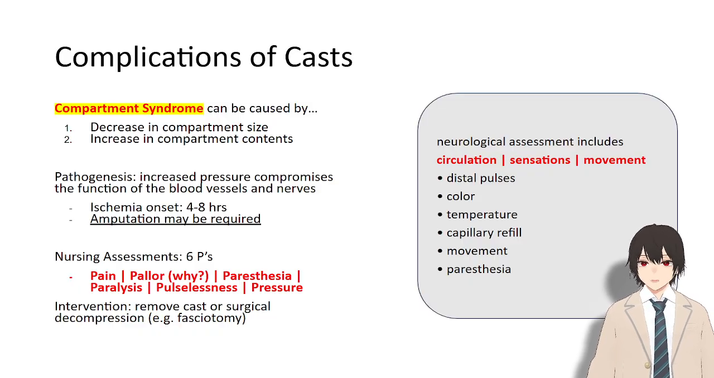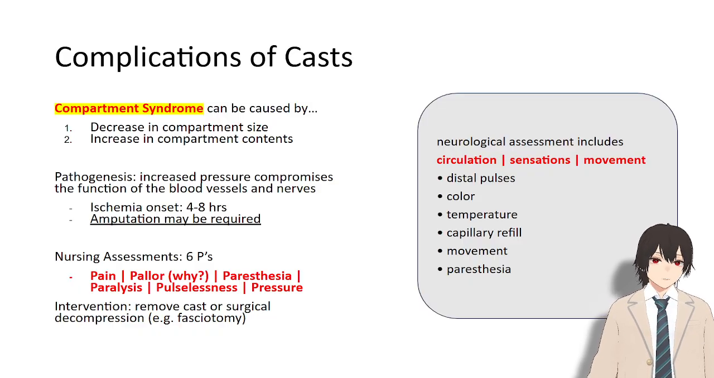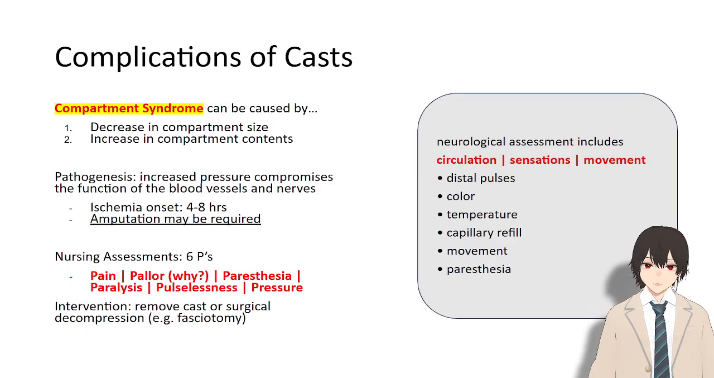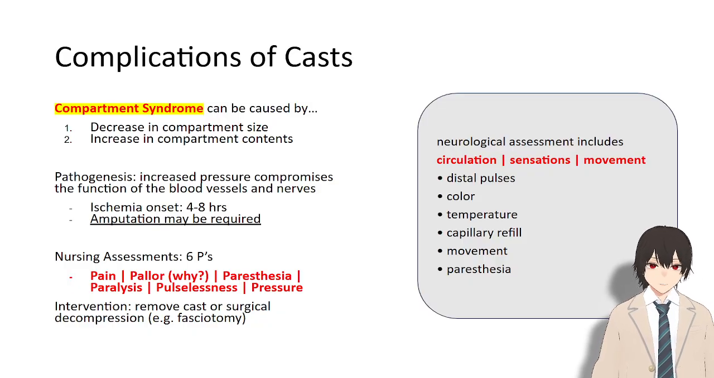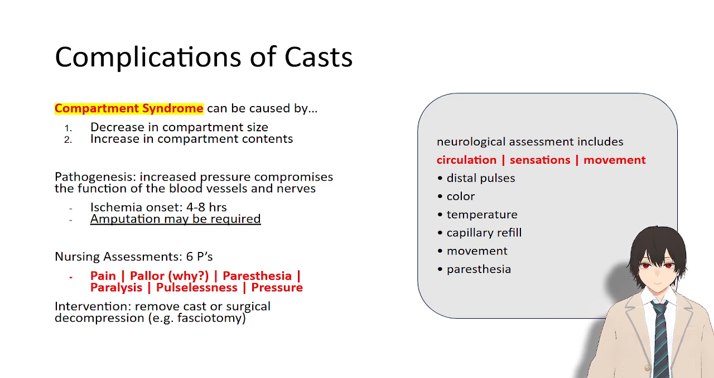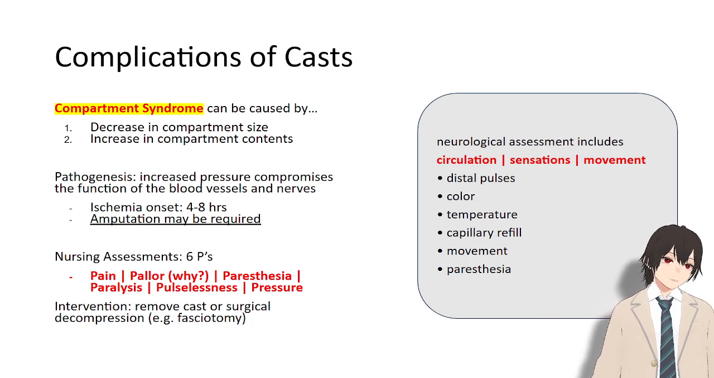You're not getting good circulation. Paresthesia, you're gonna have this numbness, this tingling. They're not gonna be able to feel it that well. Paralysis of the limb. Pulselessness is a big one. This is why circulation checks, like the pulse checks, are so big on these surgery patients, and especially if you have a fracture. And then if they feel like there's increased pressure, right? So like I said earlier, the treatment is to remove the cast or do the decompression, which is the fasciotomy.